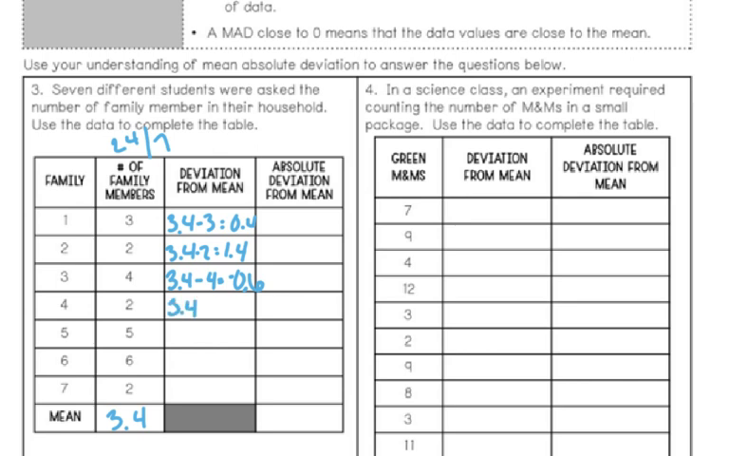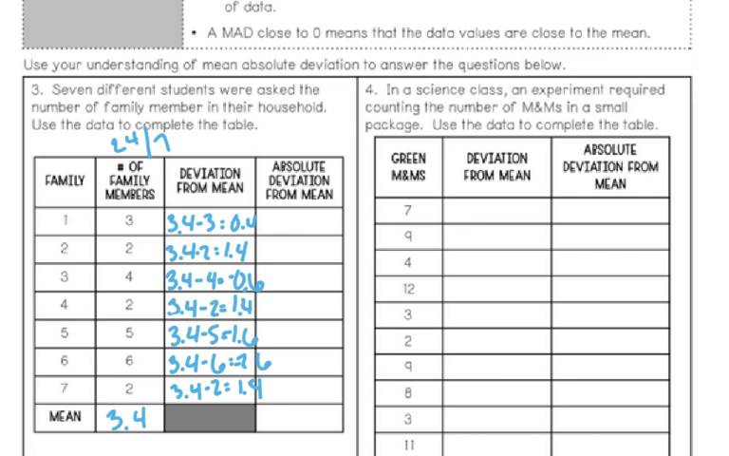Moving on, we've got another 3.4 minus 2, which is 1.4. 3.4 minus 5 is negative 1.6. 3.4 minus 6 is negative 2.6. Really, those are negative, but we're going to find the absolute value later. And then we've got 3.4 minus 2, which is 1.4.